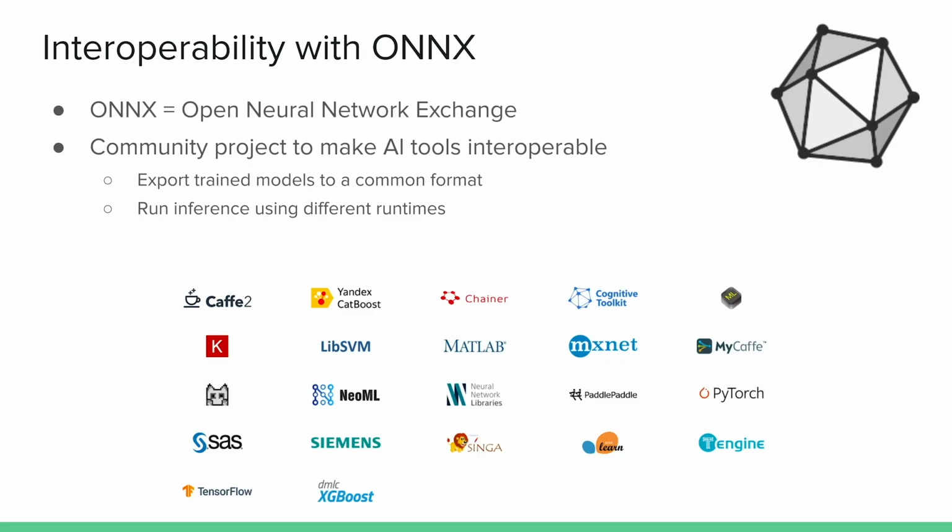Whenever you train a neural network, it can be very helpful for other people to be able to run it if you enable your model to be stored in an exchangeable, interoperable format. One format that is designed to give you exactly that is ONNX, which stands for Open Neural Network Exchange, and it is a community project that tries to make AI tools and frameworks more interoperable with each other.